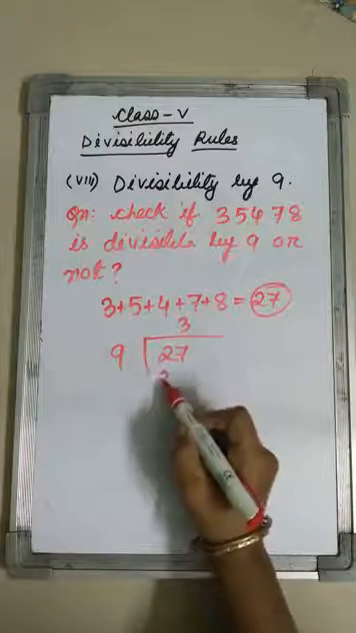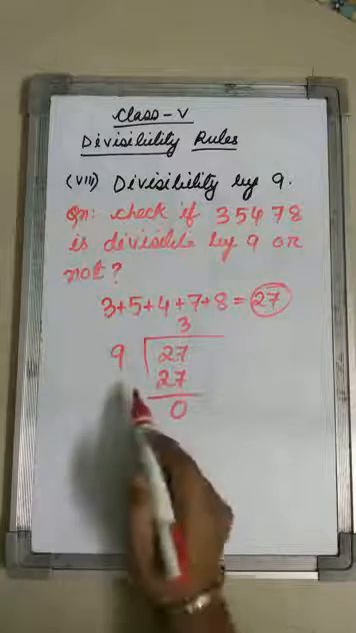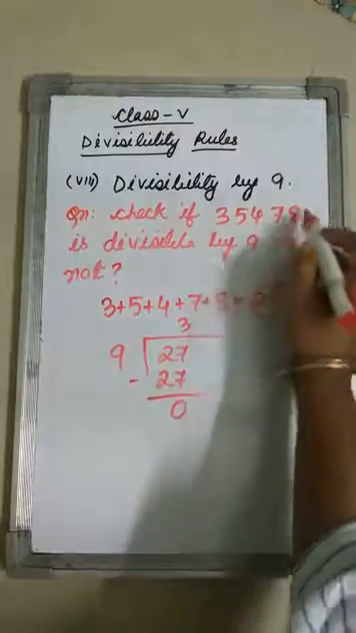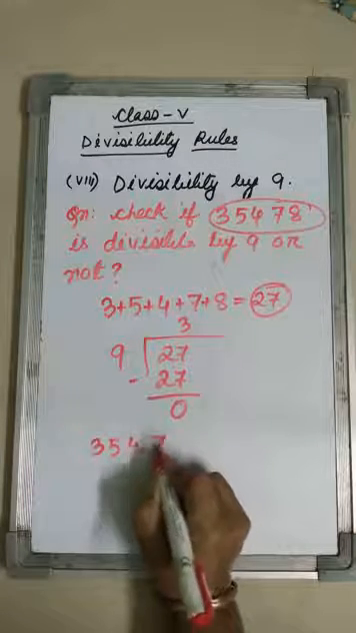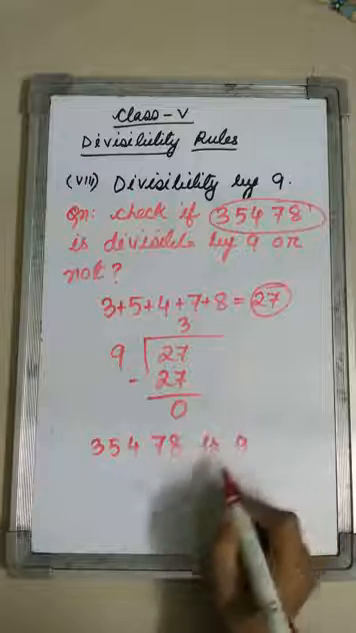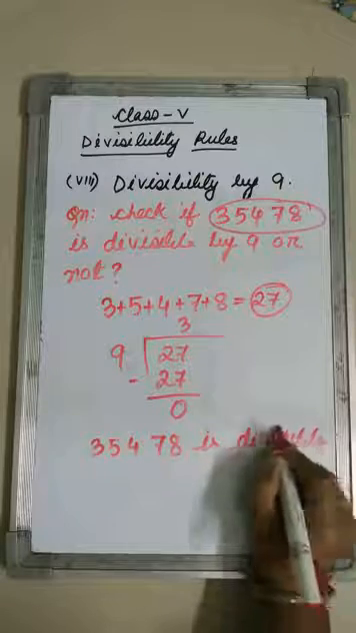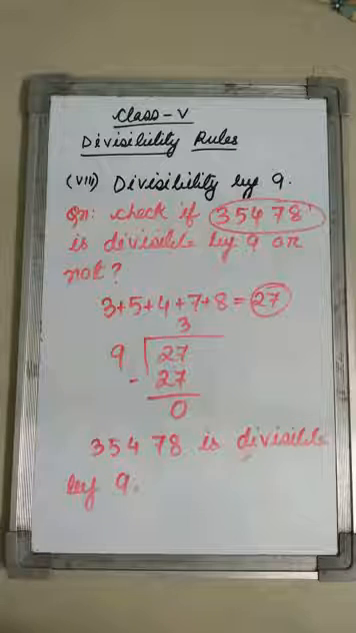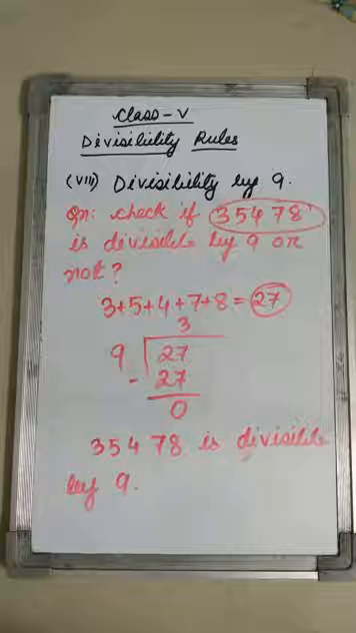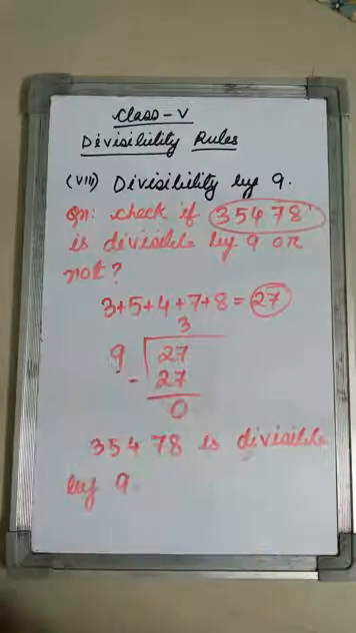If it is exactly divisible, that means there is no remainder, remainder is 0, then the given number 35478 is divisible by 9. It is very simple, just the same as the divisibility check by 3. Here what we have to do, we have to divide it by 9.